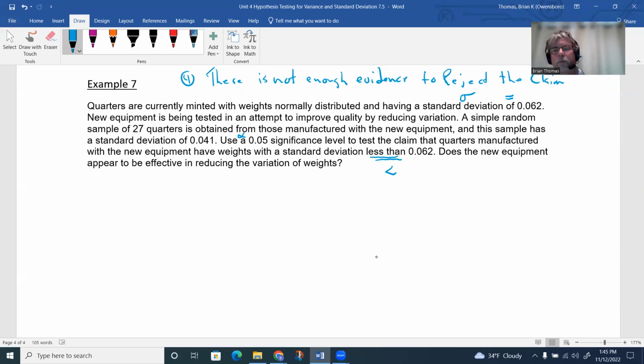So if it's less than 0.062, that's what they're claiming. Does the new equipment turn out to be effective in reducing the variation? If it's less than, then yeah. If it's not less than, then no.